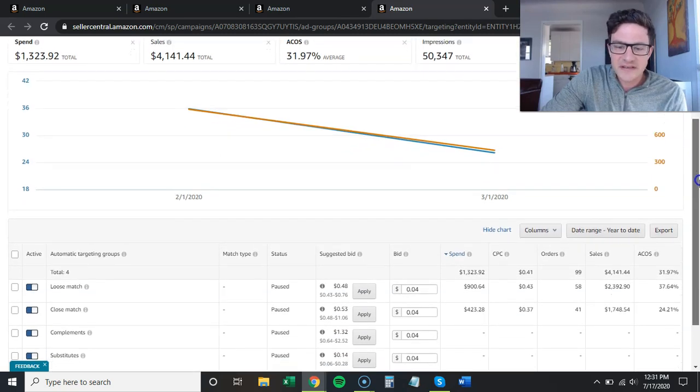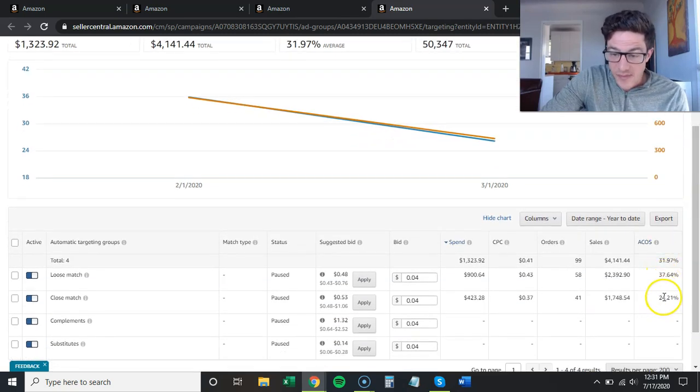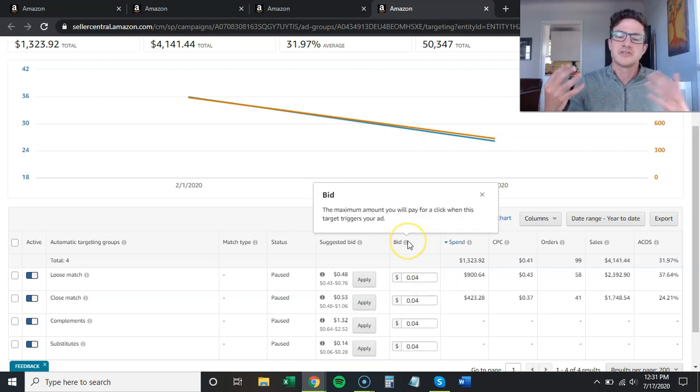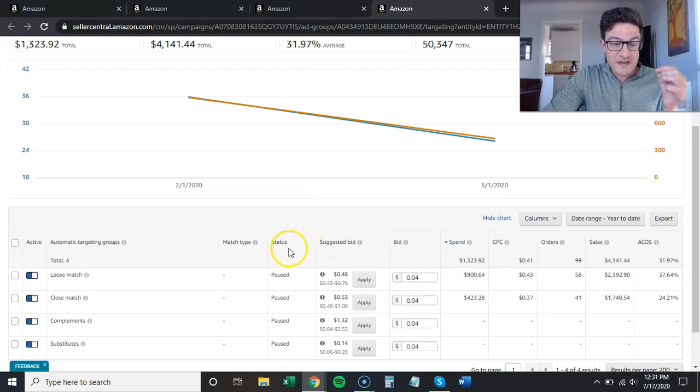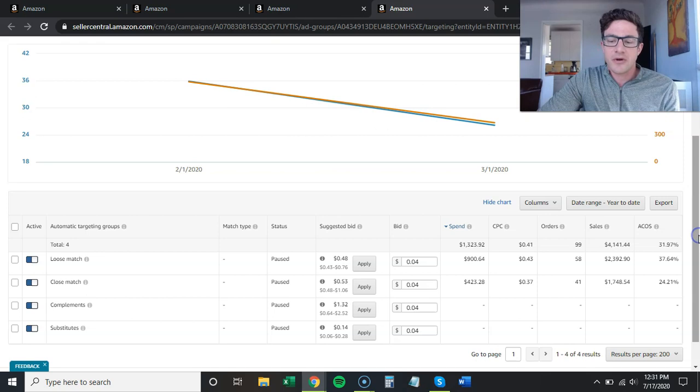Again, another one here. This is kind of a better example. The close match got fewer sales, but had 13% lower ACoS than the loose match. So you kind of see the trend here. If you guys are going to set this up, and I really suggest you do, I would say set this up with low budget, higher bid on your close match, and lower bid on your loose match. And you already know you can break them up into separate campaigns if you want.